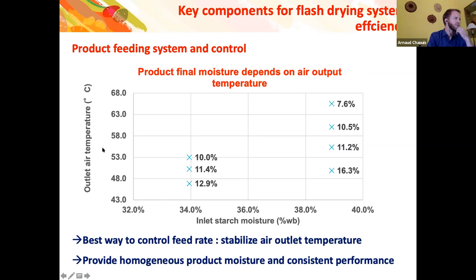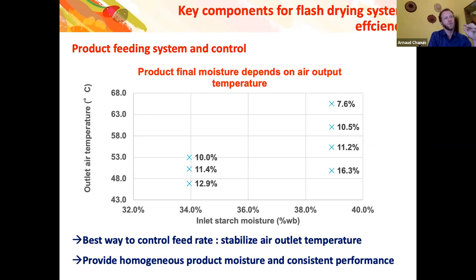What we can see on this graph is that here you have the inlet starch moisture, and on each cross you have the label of the outlet product moisture. So for example, if you have an air outlet temperature of 50 degrees, the product is at 16% moisture content. But if you have, let's say, 65 degrees at the outlet, the product is at 7% moisture content. That makes a huge difference. That means this temperature level has a very sensitive impact on the product moisture.